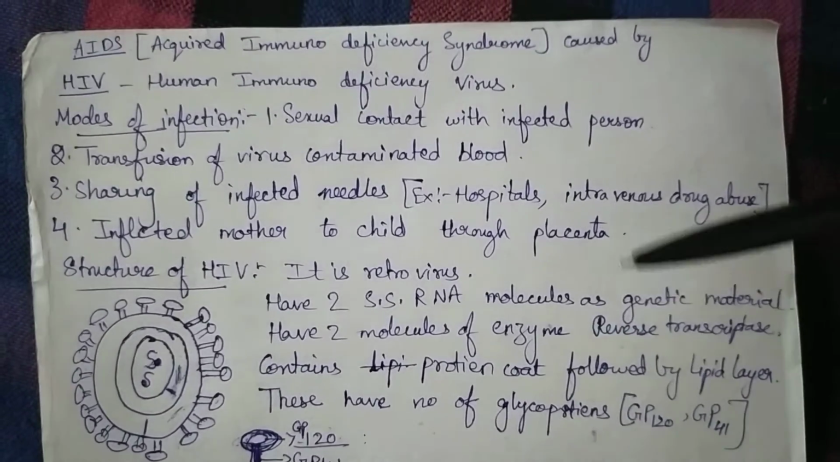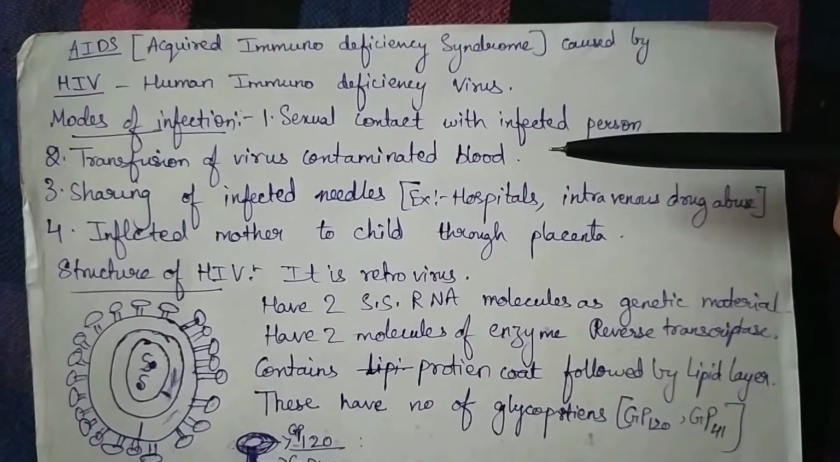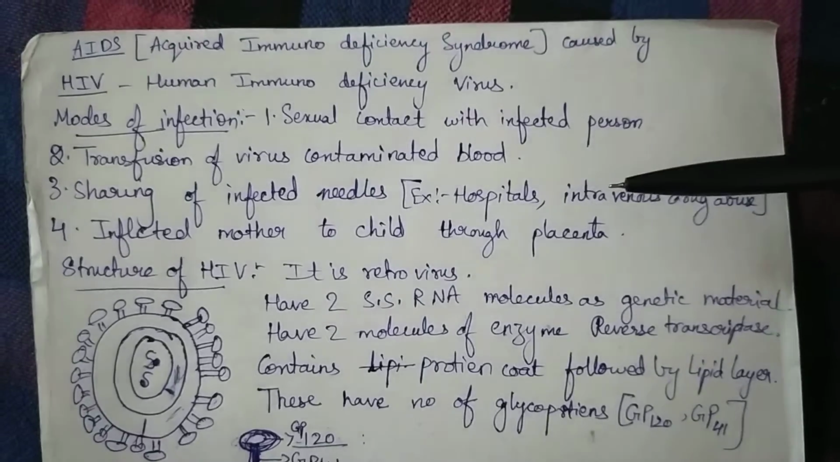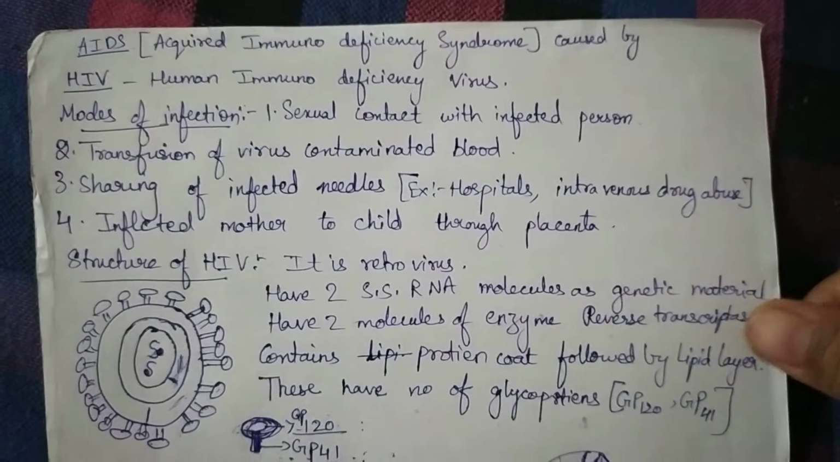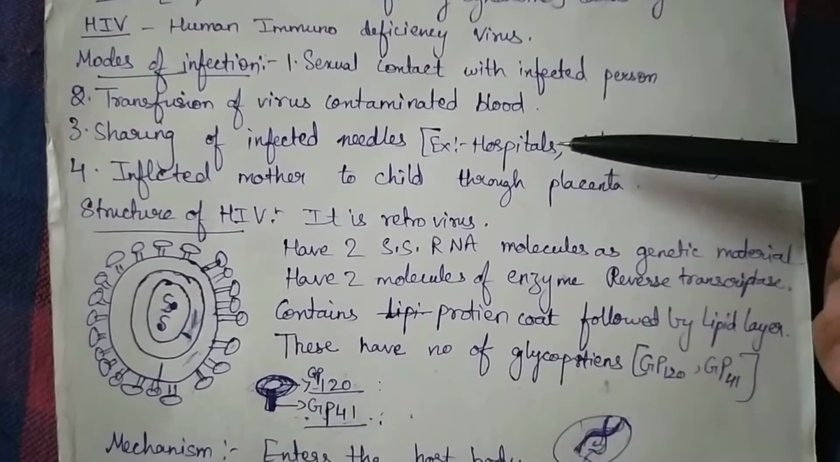Today we are going to discuss HIV or AIDS. AIDS is acquired immunodeficiency syndrome, which is a disease that is caused by HIV. HIV is human immunodeficiency virus. So now let us discuss the modes of infection by which HIV is caused.